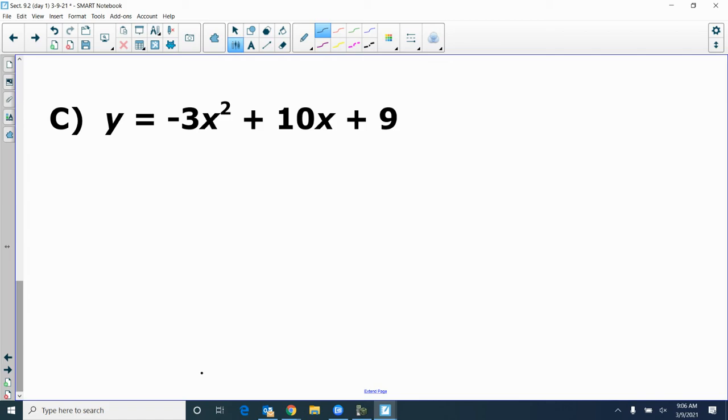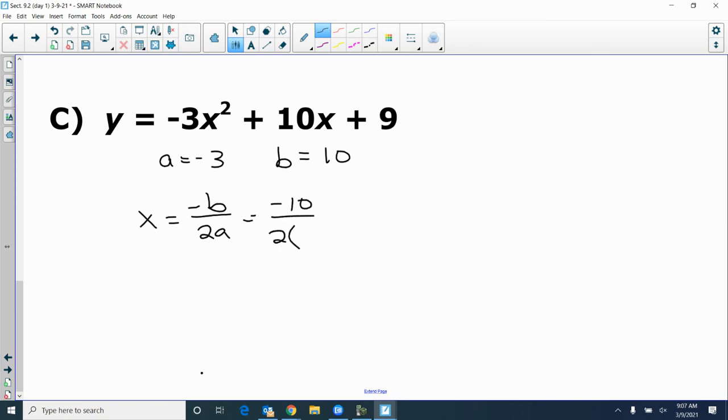Josh, what's my a and what's my b? Your a is going to be -3x. Just -3, don't even put the x with it. Okay, what about the b? 10. b is 10. All right, -b over 2a. So, Grant, tell me what to put in here. Well, that negative has to go in front of the 10, right? So -10 over 2 times what? -3. 2 times -3. Okay.